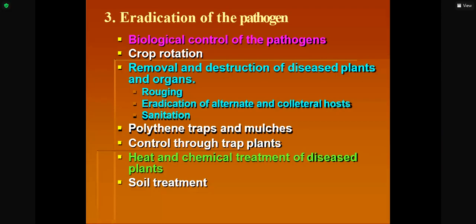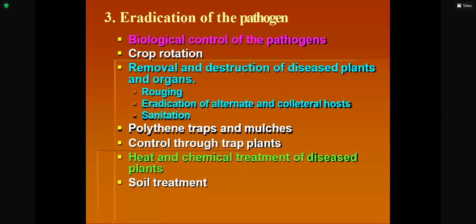So by crop rotation, what happens? The pathogen becomes vulnerable. The pathogen doesn't get the host. In the absence of the host plant, the pathogen cannot survive. So in this way, we can eradicate the pathogen from a particular field. Okay, and we can do this in a number of ways.